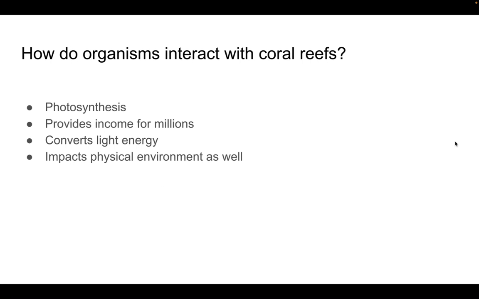How do organisms interact with coral reefs? We have photosynthesis, which provides income for millions, converts light energy, and impacts the physical environment as well.